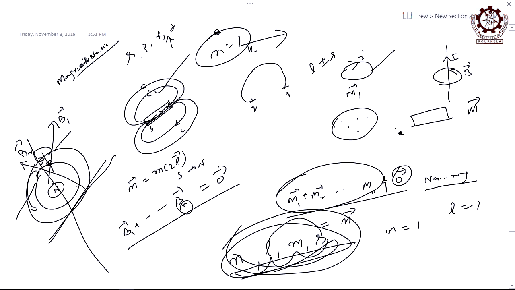Let us say it is a piece of iron. What is that now? It is a magnetic substance, right? But does it have magnetic moment? Iron is a magnetic substance, but what is the magnetic moment of that piece of iron? If magnetic moment is there, then automatically it is a magnet, right?